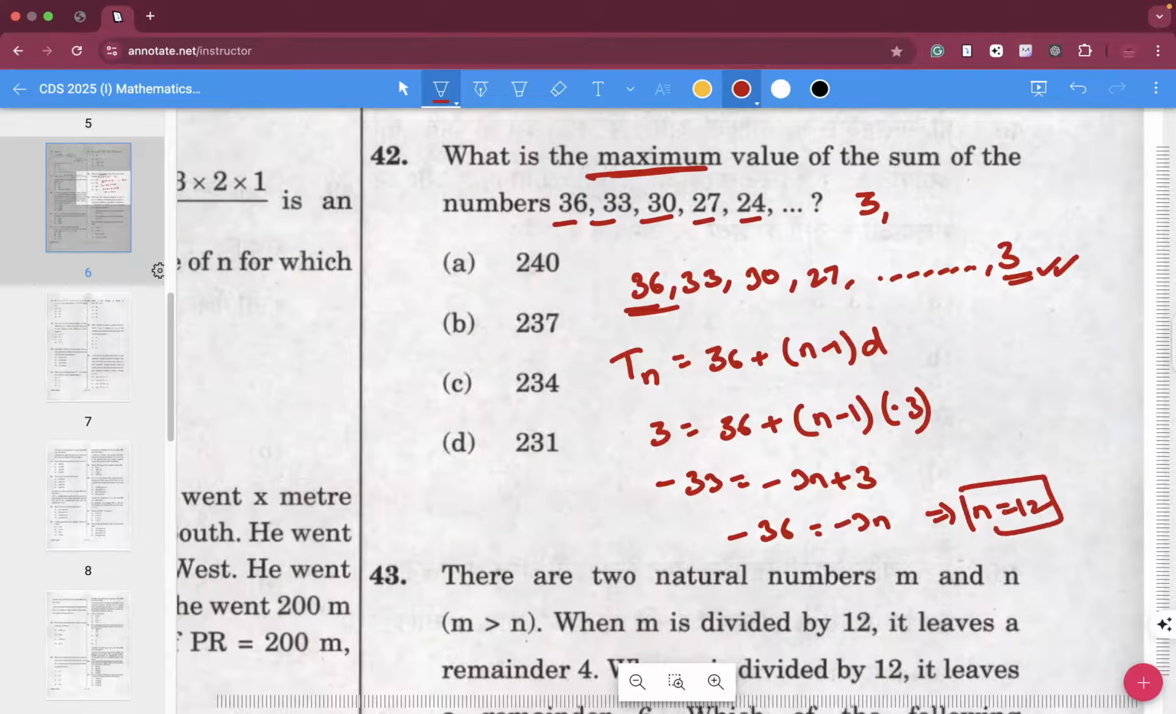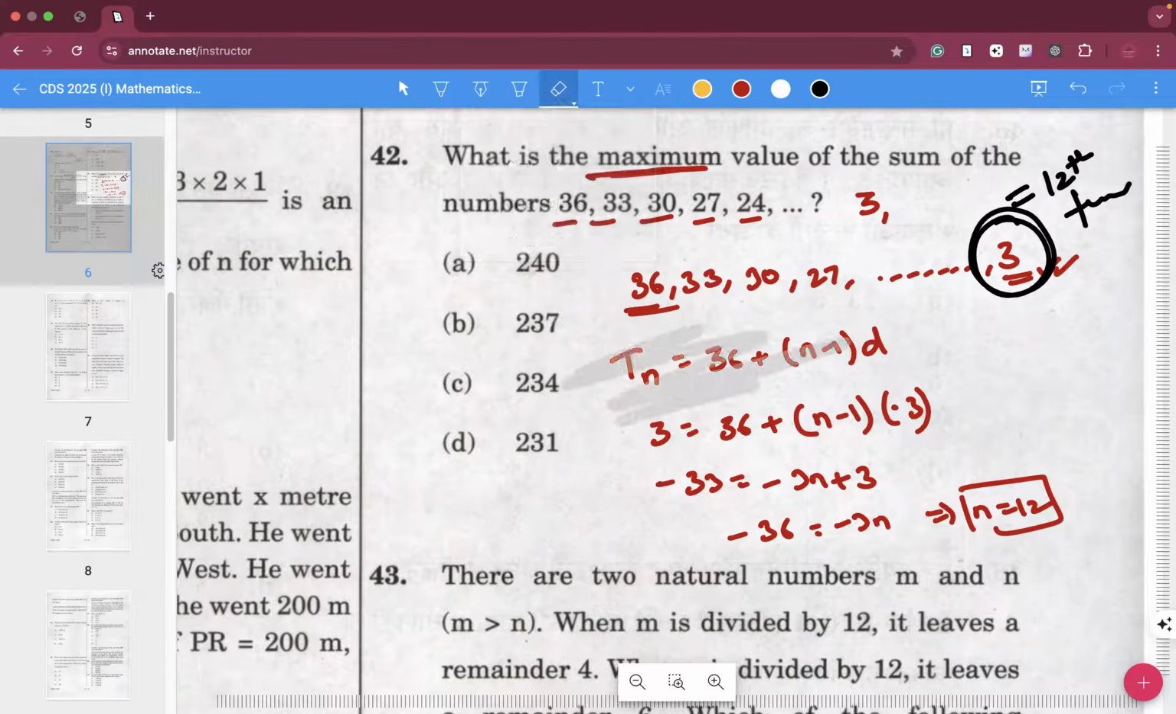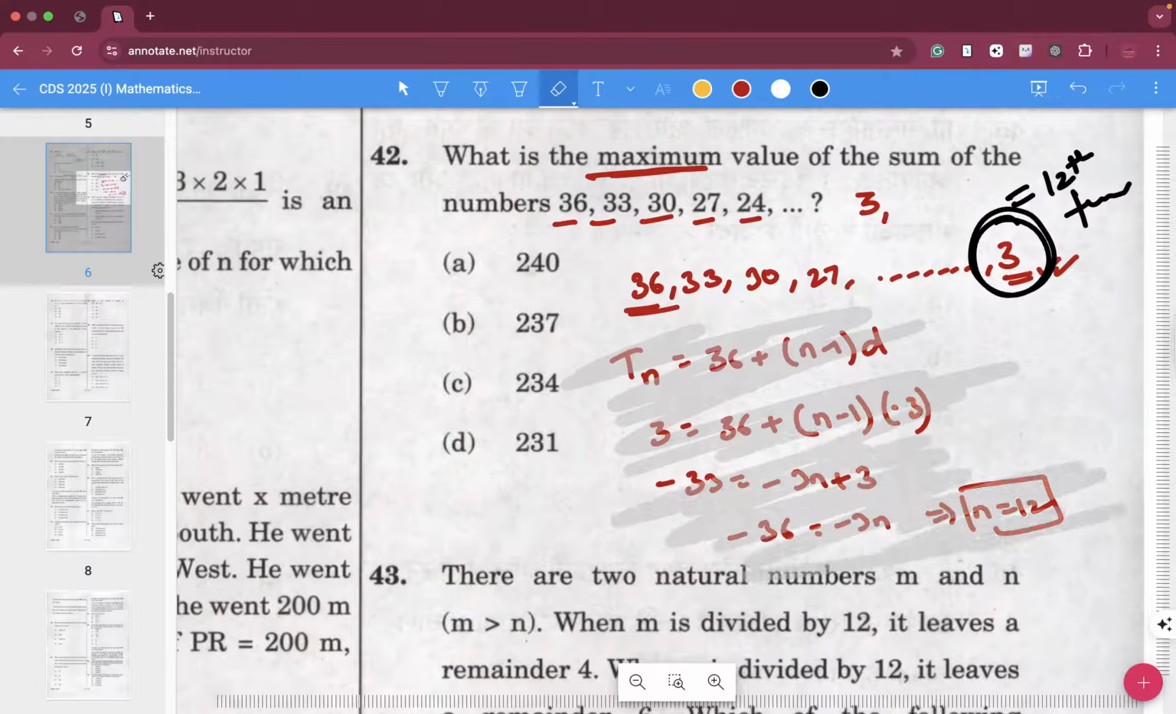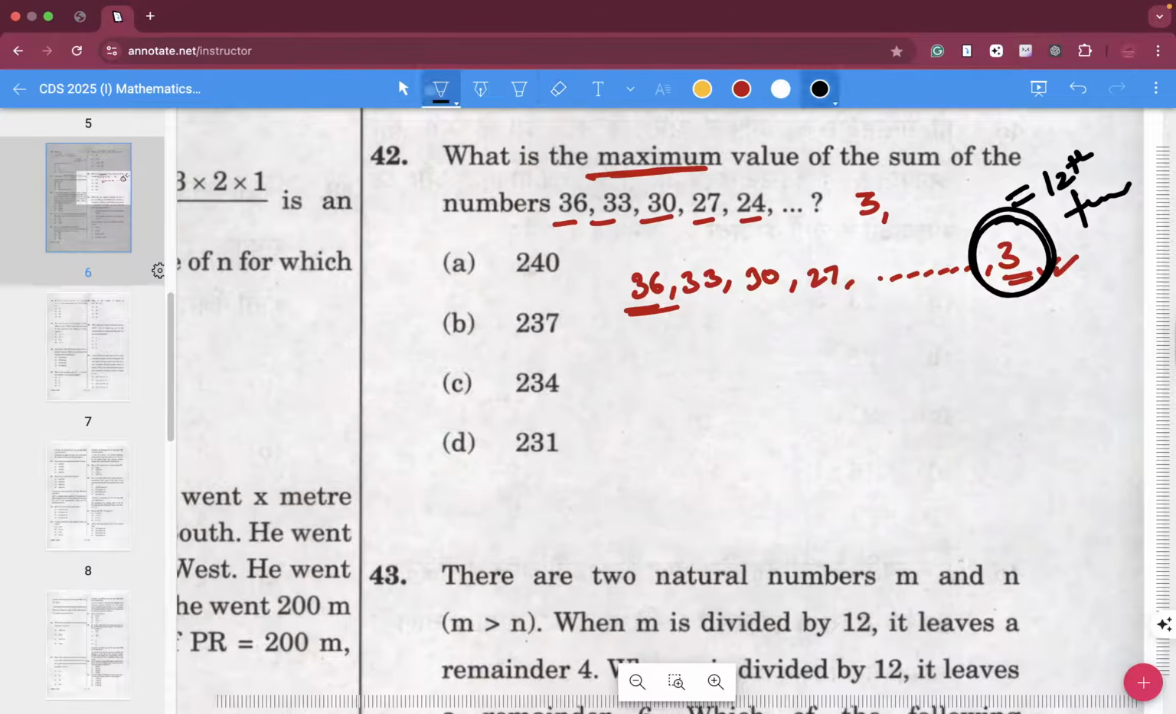What does it mean? It means that this value 3 over here is the 12th term of the AP. Now you just have to find the sum to 12 terms of the AP. How do you find the sum to 12 terms of the AP? You know the first term and you know the last term over here.